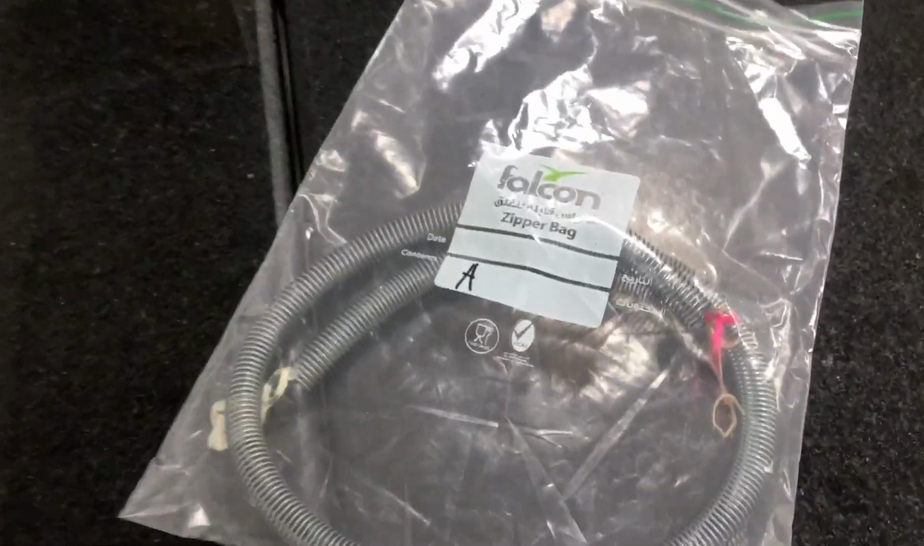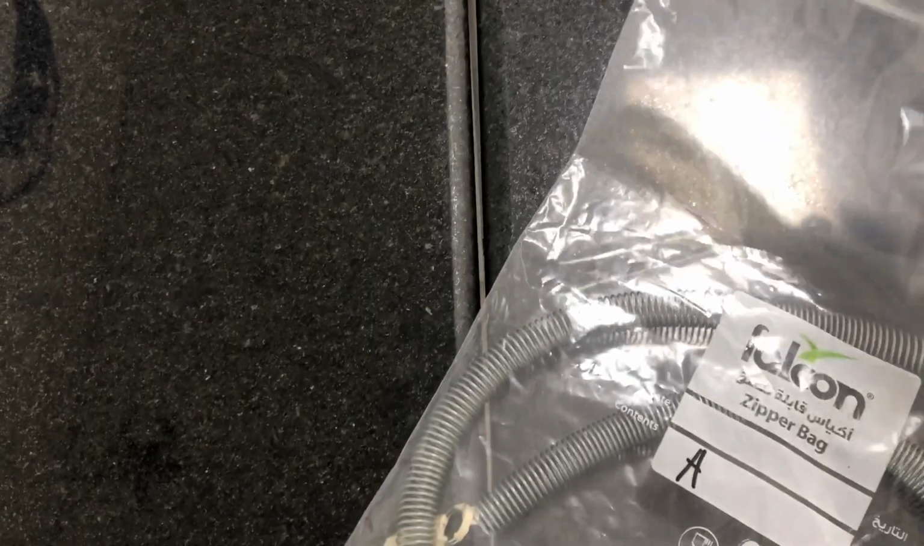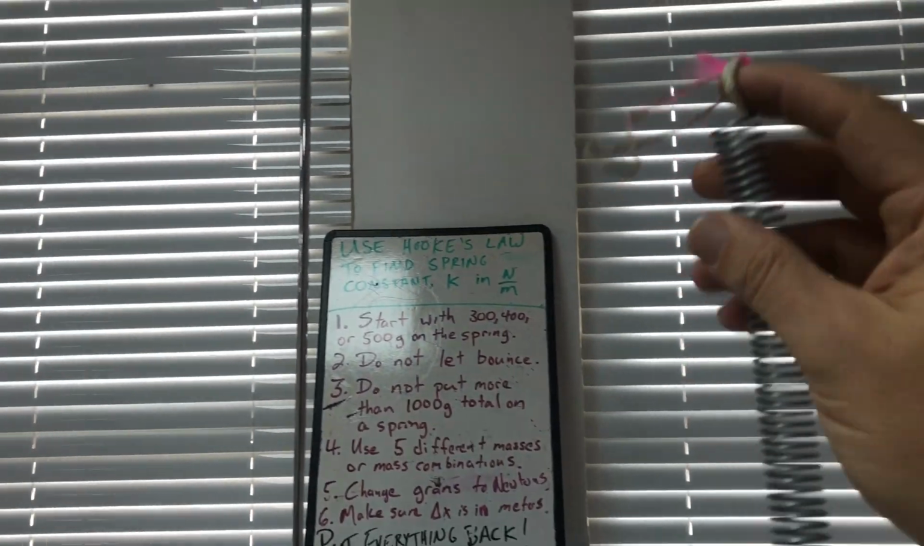So what you're going to do is come over here to this spring box and pick a spring out of a bag. Now, you're not going to lose the bag, and you're going to make sure that if it says letter A here, it says letter A on your spring. So I pull that out carefully. I'm going to double check and make sure that it says A on my spring.